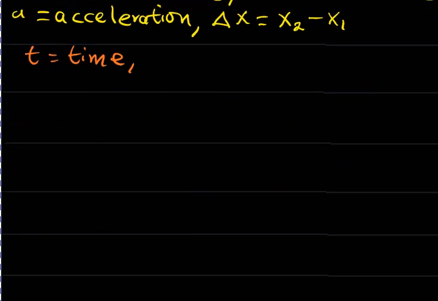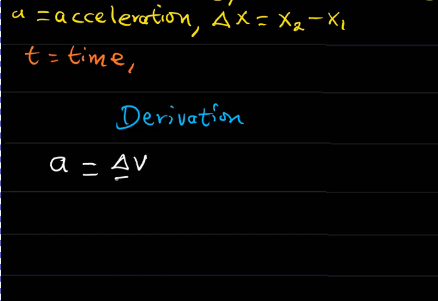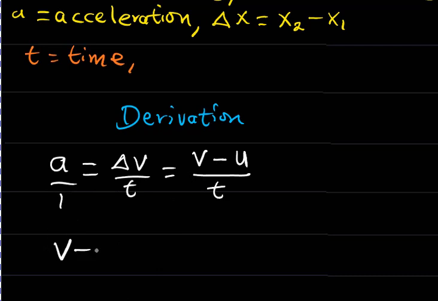Let's talk about how these equations are derived, starting with equation 1 to equation 3. We derive equation 1 from the definition of acceleration. We know that acceleration is the change in velocity with respect to time. Velocity changes from initial to final, so that's final minus initial divided by time. If I cross multiply, I'm going to have v minus u equal to a multiplied by t, that's going to give me at.